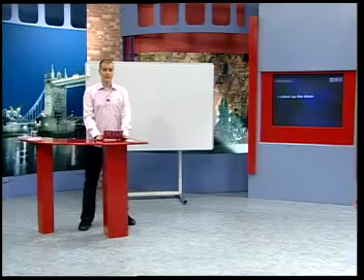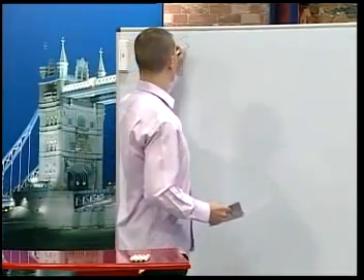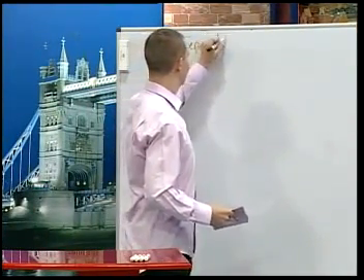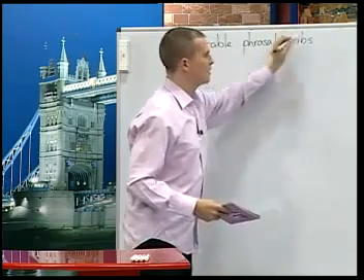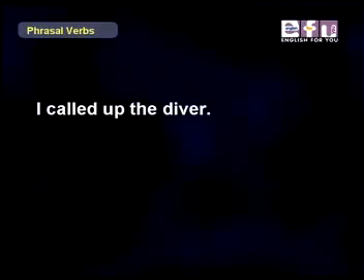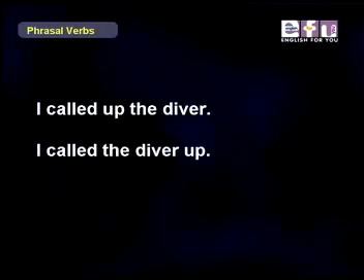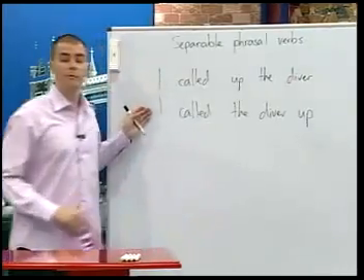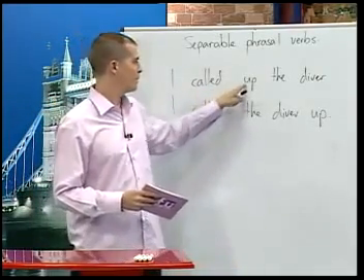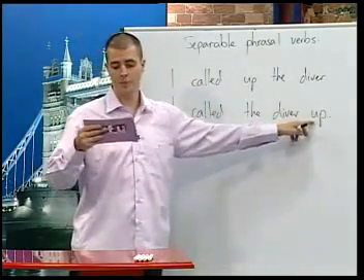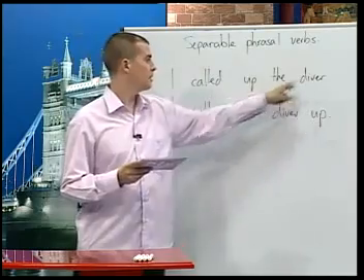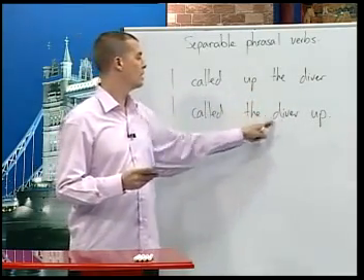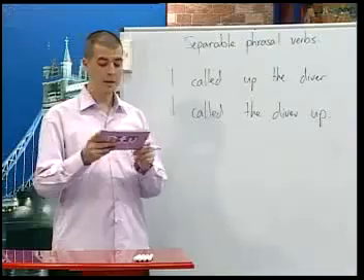Well, now let's look at separable phrasal verbs. For example, I called up the diver and I called the diver up. Separable phrasal verbs have the same verb and preposition combination. However, with this type of phrasal verb, the noun object may come after the preposition or between the verb and the preposition. Pronoun objects must come between the verb and the preposition.